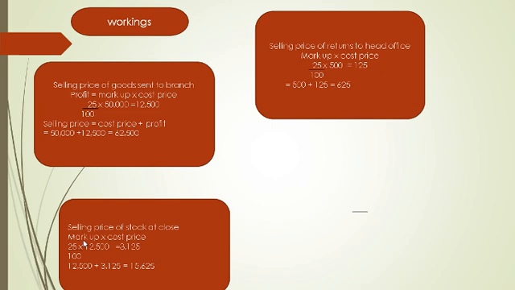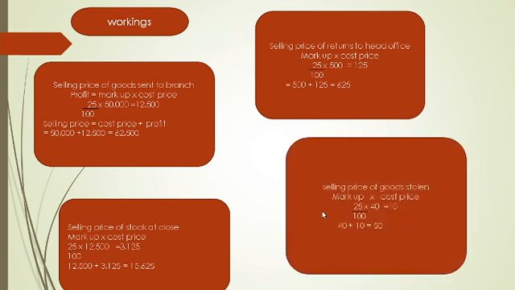All right. So for us to get this, we have markup times cost price, 25 over 100 times 12,500 equals 3,125. So 12,500 plus 3,125 equals 15,625. Then the next one is selling price of goods stolen.